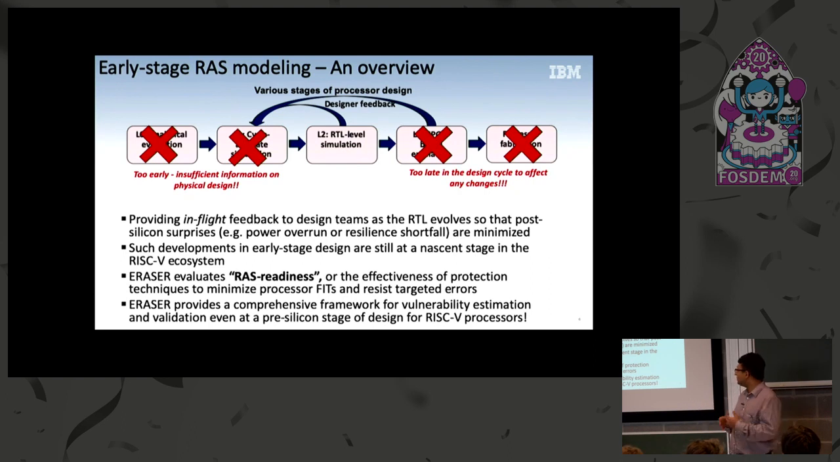So because of this, we have the ERASER tool, which can evaluate the RAS readiness of a processor, the effectiveness of existing protection techniques, and whether we need even more protection techniques. This provides a comprehensive framework for such vulnerability estimation, even at such a pre-silicon stage.